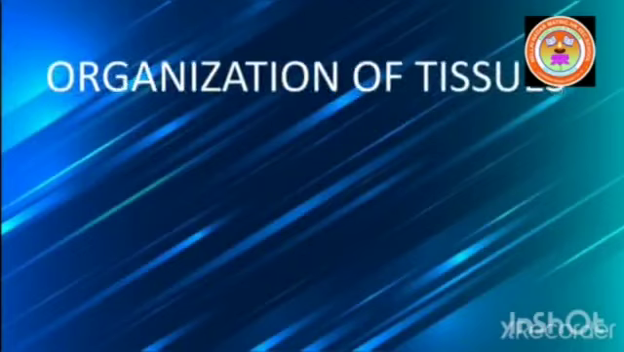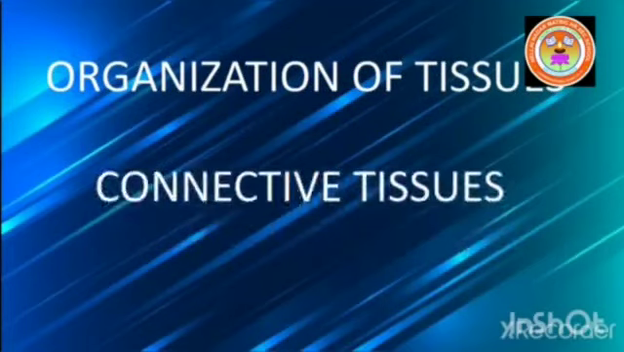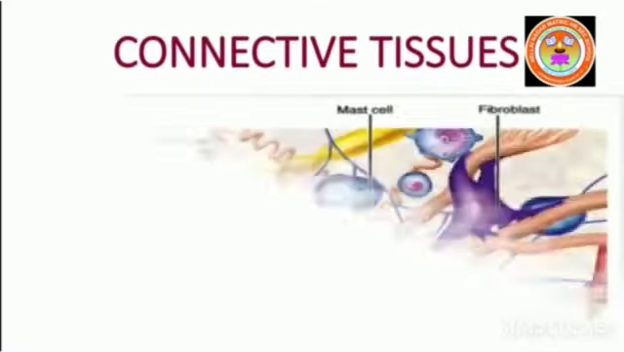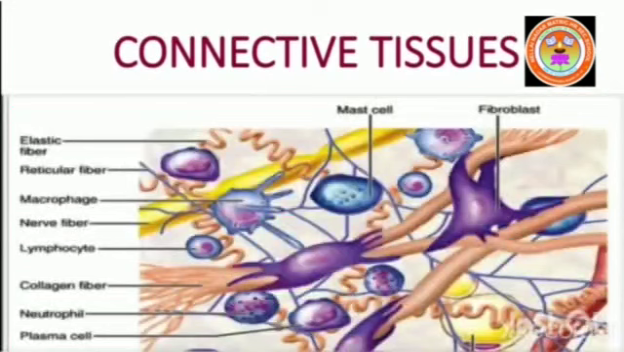Children, in this video let us see Unit 18, Organization of Tissue. In this chapter let us learn about connective tissue, a group of tissues in the body that maintains the form of the body and its organs and provides cohesion and internal support.